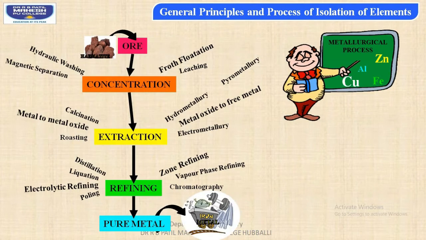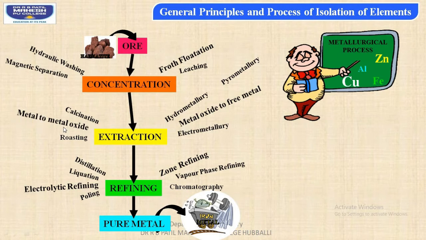Let us continue with a brief revision of the metallurgical processes which you have already learned in the previous video. From a given list of minerals, we select a suitable mineral as an ore, followed by concentration of the ore, which can be done by four different methods: hydraulic washing, magnetic separation, froth flotation process and leaching process. Once the ore has been concentrated, extraction of metal can be done in two main steps.